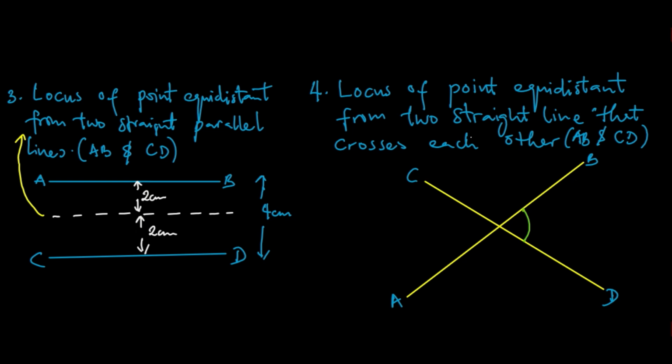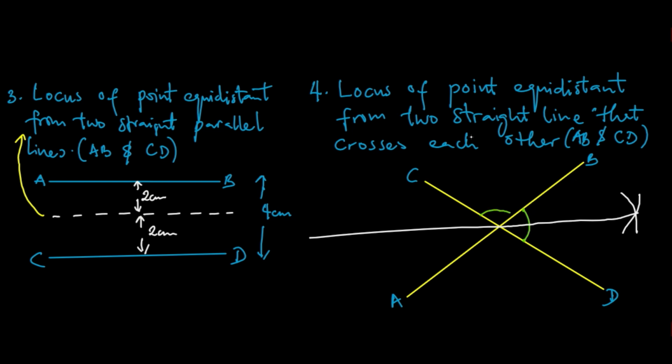To bisect that angle, we put the compass. In the first place we put the sharp end of the compass there. The second place there, we also put the sharp end of the compass there. Then we join it together. This is the locus now.